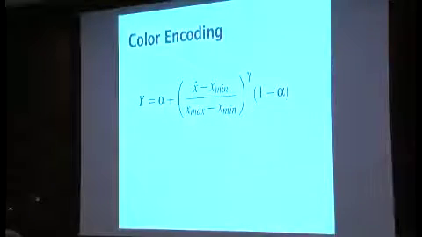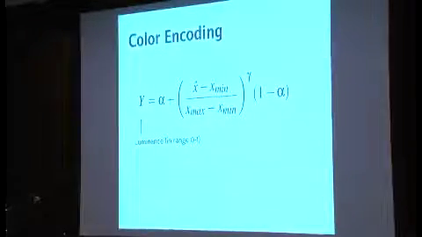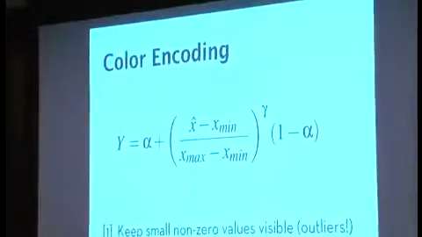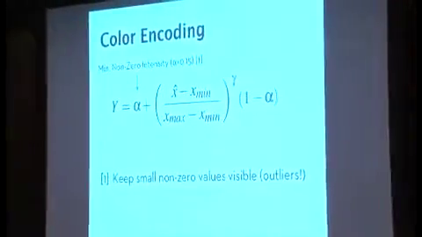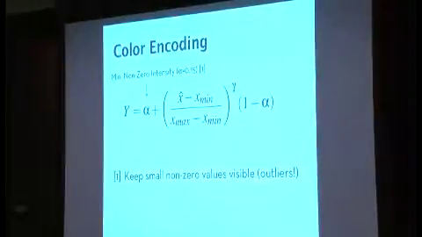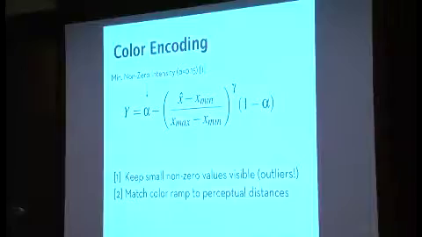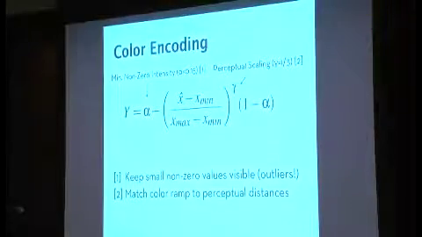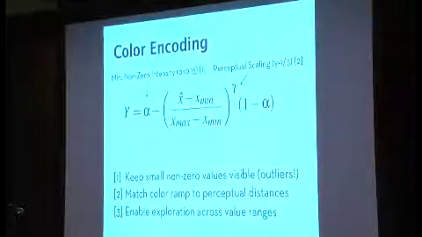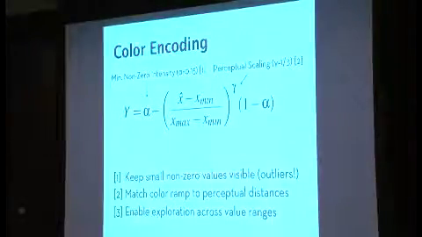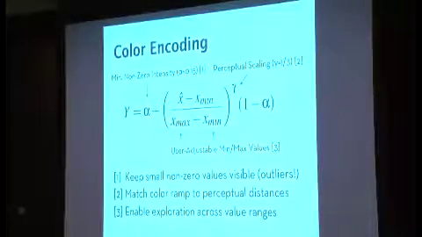So if we put this all together into a nice little formula for the color encoding, we're going to map to some luminance between 0 and 1. We're going to look at the data value, x. We want to keep the small non-zero values visible, so we introduce a non-zero intensity, a minimum. In practice, I think 0.15 seems to work pretty well. Then we want to match the color ramp to perceptual distances. That's where the scaling factor comes in, of roughly about 1/3. And if you want to enable exploration across value ranges, again, I'm not talking about interaction, but things like zooming in and out, you're going to have some user-adjustable min-max that you can use for normalization.